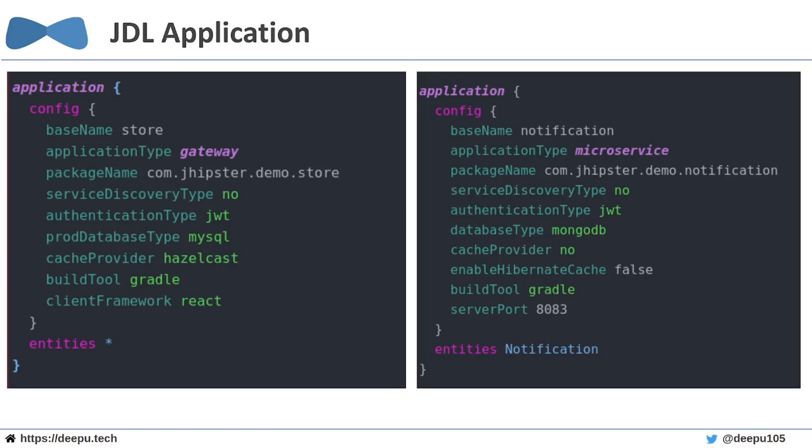JDL is pretty straightforward. Here is how an application definition looks. This is a gateway and notification microservice, for example. You can refer to the JDL docs for all the parameters that are available for an application, but basically these are the important ones that are required to configure an application. As you can see, the first one is the gateway microservice, and the second one is the notification microservice. They're slightly different, as you can see.